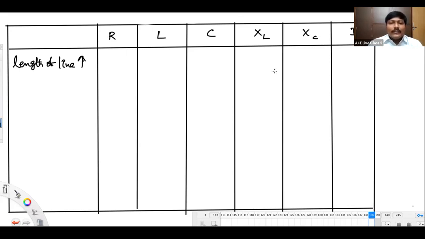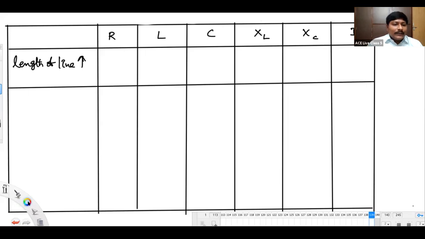Listen. What will happen to RLC with respect to increment in the length of line? Resistance value definitely increases. What will happen to inductance? Inductance increases. Capacitance value, what will happen? That also increases. Capacitance value also increases with respect to increment in the length of line.